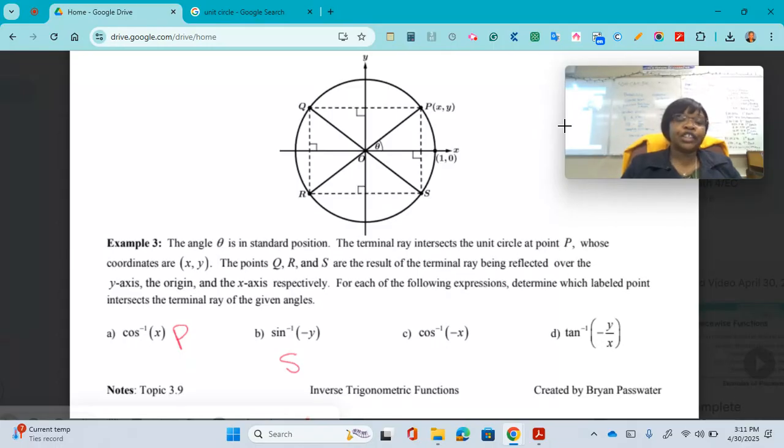Now the inverse of cosine. Cosine, we're only looking at what quadrants? 1 and 2. When is our x negative? All right, and that's variable Q. Everyone following me? All right, and then we have our tangent. Inverse tangent of negative y over x. Tangent, we only look at what quadrants? 1 and 4. So we're going to look at what two variables? P and S. We're looking for when we have a negative y over x. So that would be S.